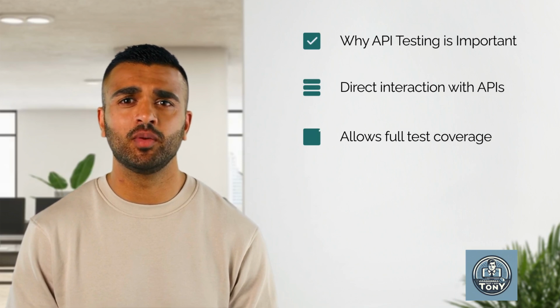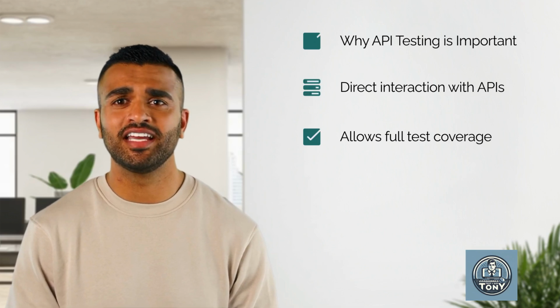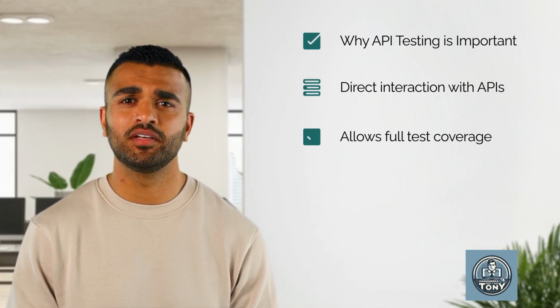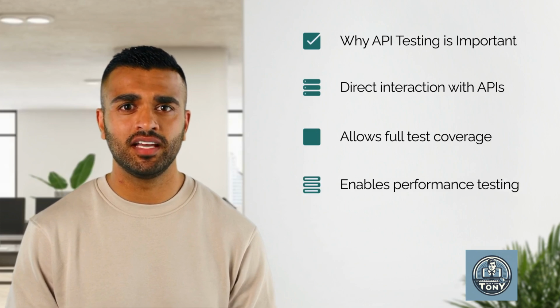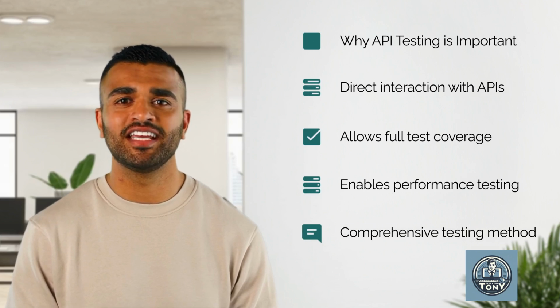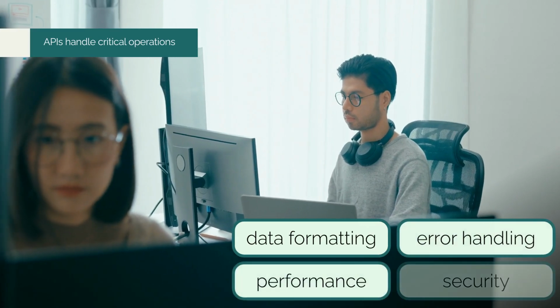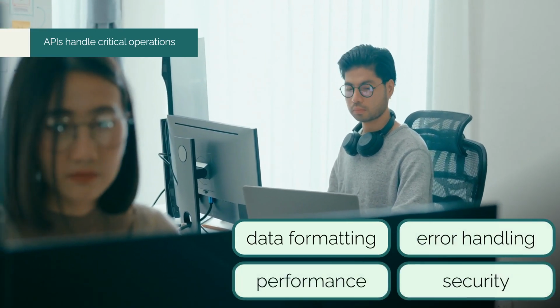Full coverage is not always easy to test on a GUI. When data requests are injected directly into the API, it will also enable you to start performance testing. In summary, using an API directly offers a comprehensive and efficient testing method. APIs handle critical operations like user authentication and data retrieval. Testing ensures they function correctly, covering data formatting, error handling, performance, and security, which are essential for application stability.